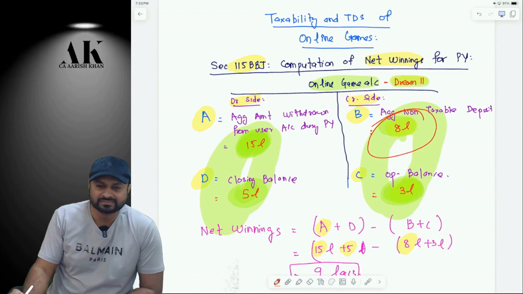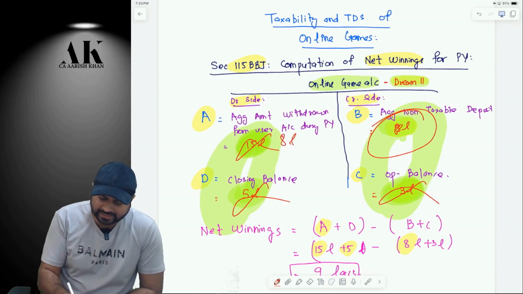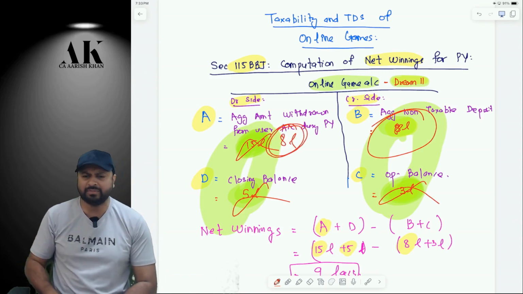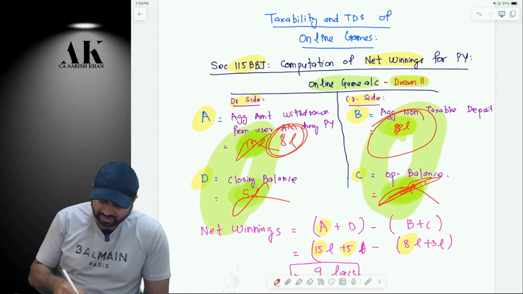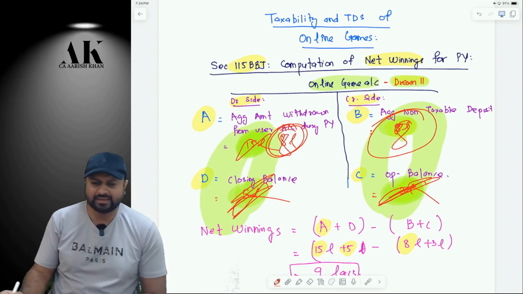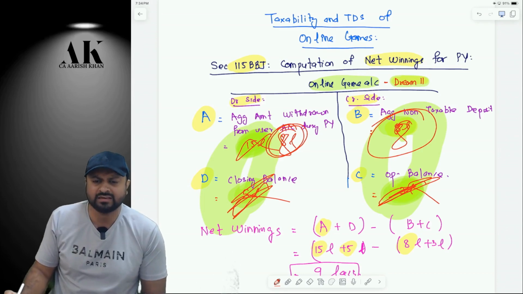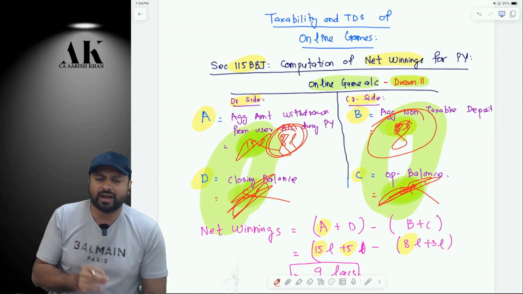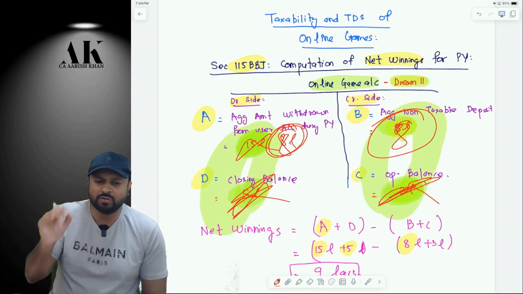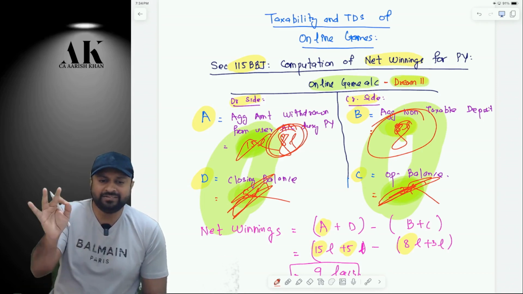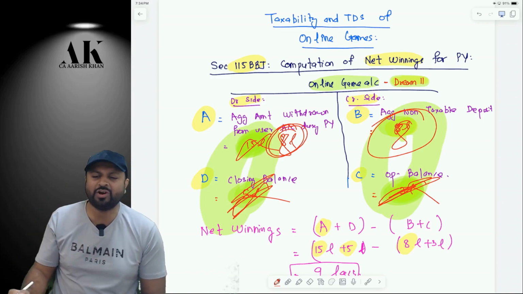Yes. Suppose this is not 15 lakh, this is not 5 lakh, this is not 3 lakh, this is 8 lakh. Then on 8 lakh, can the government take tax from me? Please tell me. 8 lakh deposit, 8 lakh withdrawn. Am I liable to pay tax on 8 lakh rupees? Please tell me. Then what will be my formula? A will be 8 lakhs, correct? D will be 0. B will be 8 lakhs. C will be 0. 8 minus 8 will be 0. Are you clear or not?